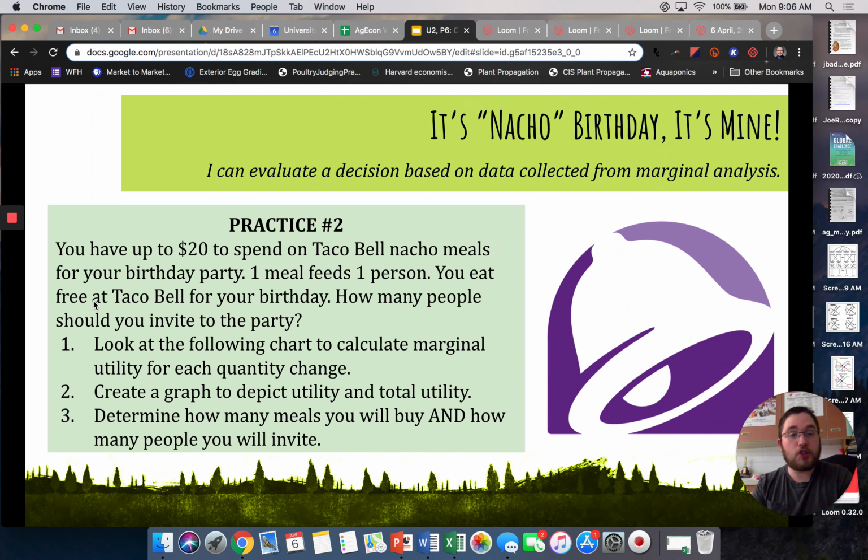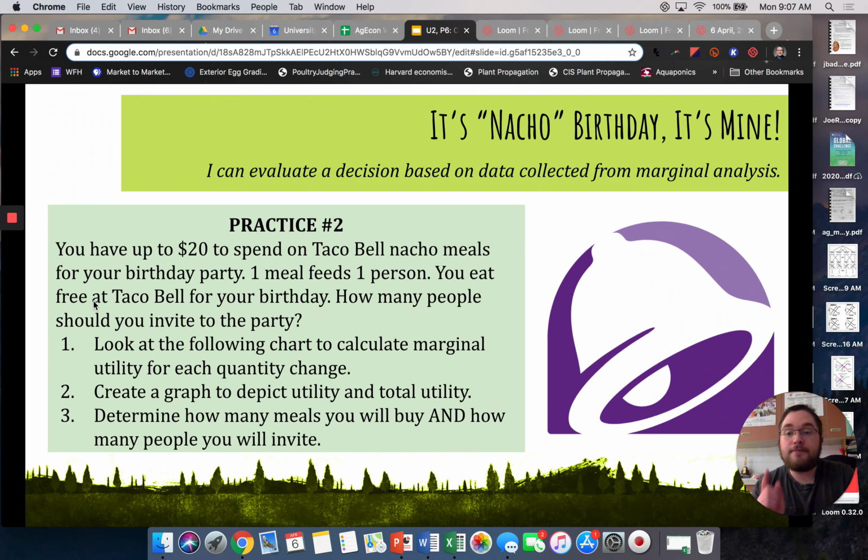Okay, practice number 2. I want you to try this on your own. You have up to $20, and $20 goes a long way at Taco Bell, let me tell you. $20 to spend on Taco Bell nacho meals for your birthday party. 1 meal feeds 1 person. However, you eat free at Taco Bell for your birthday, so you don't have to factor yourself into this problem. How many people should you invite to the party?